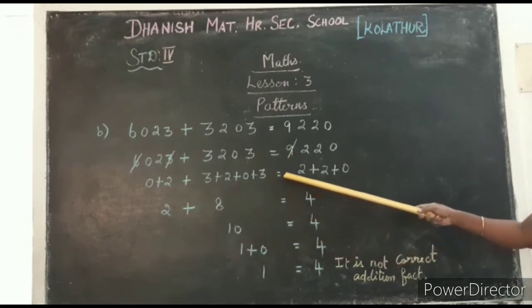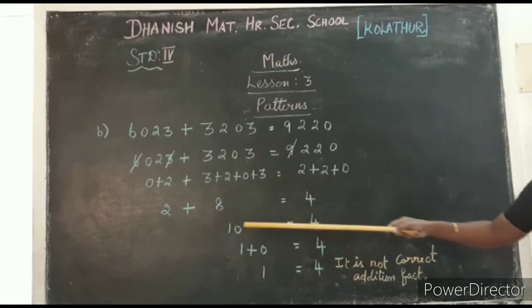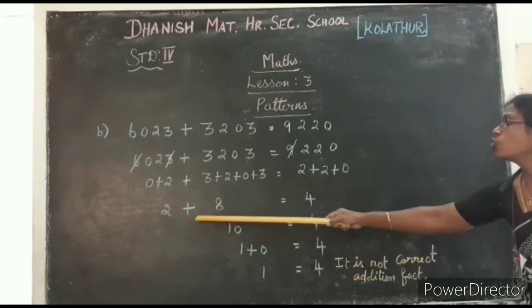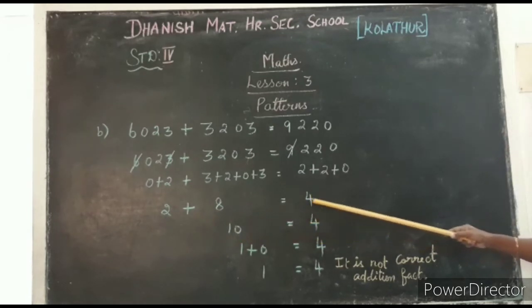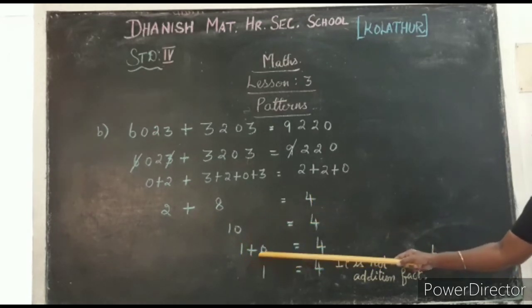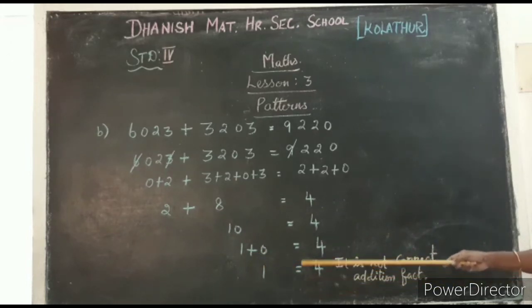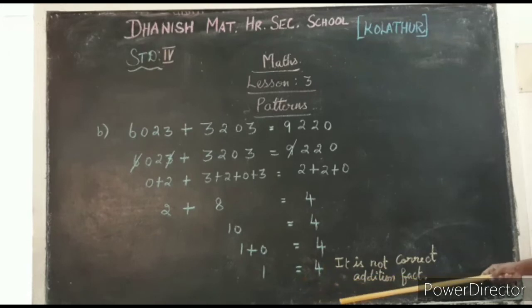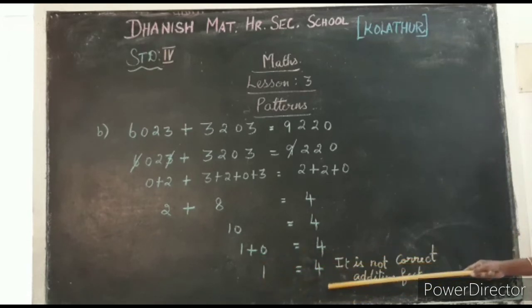Move on to the right hand side. Is equal to 2 plus 2 is what? 4. Now move on to the left hand side. 2 plus 8 is equal to 10. Is equal to 4. 1 plus 0 is equal to 1, is equal to 4. See here. Check both sides. Your left hand side, 1 is coming. Your right hand side, 4 is coming.